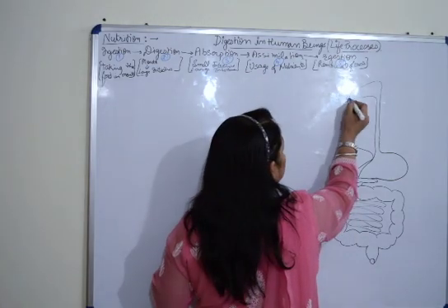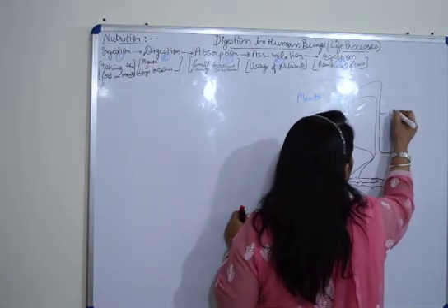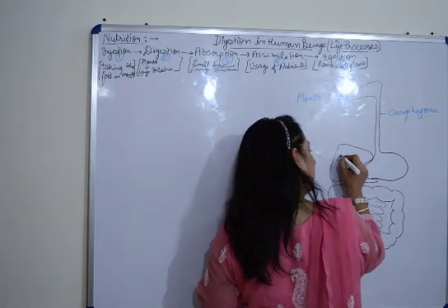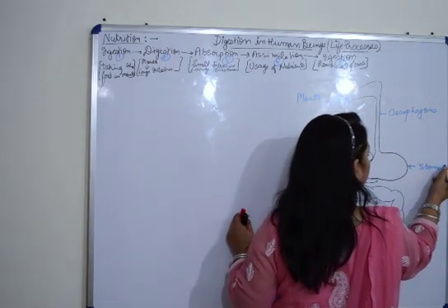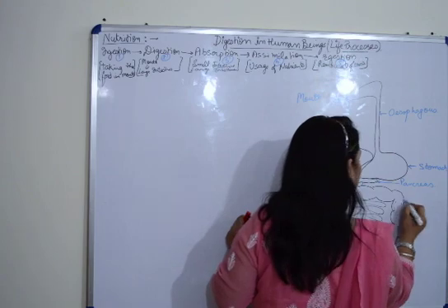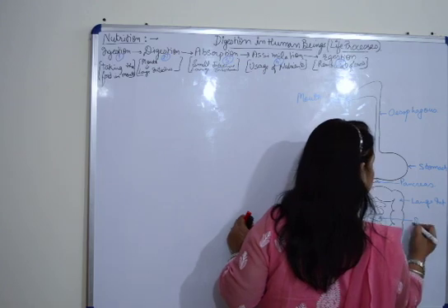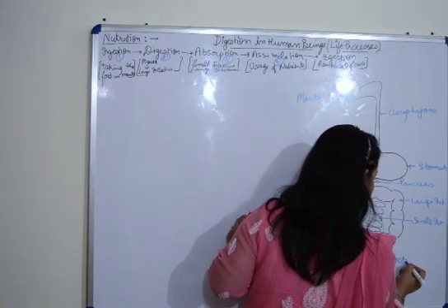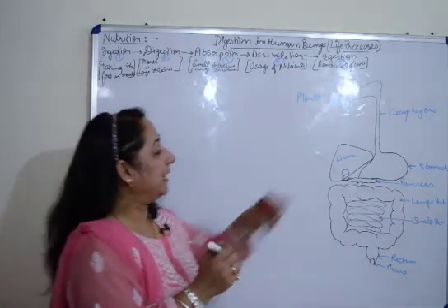Labeling कर लेते हैं. This is the mouth, oesophagus, liver, stomach, pancreas, large intestine, small intestine, and rectum, and finally the anus. Now we'll be talking about each of the part.